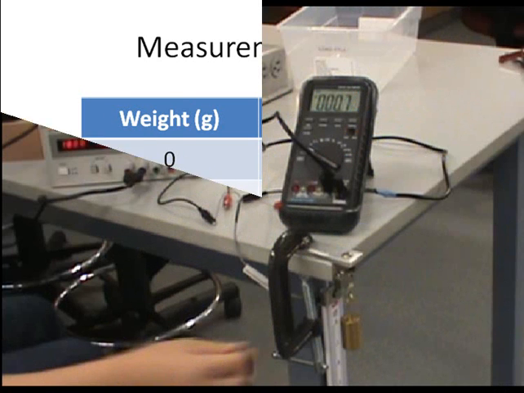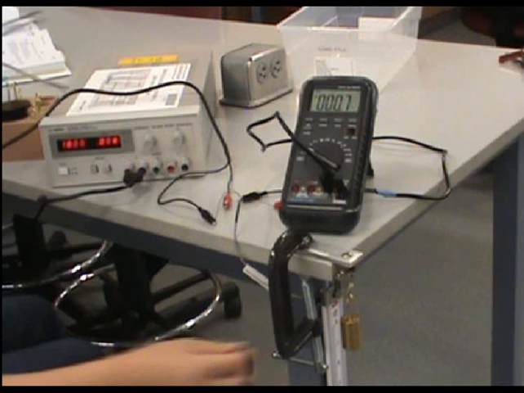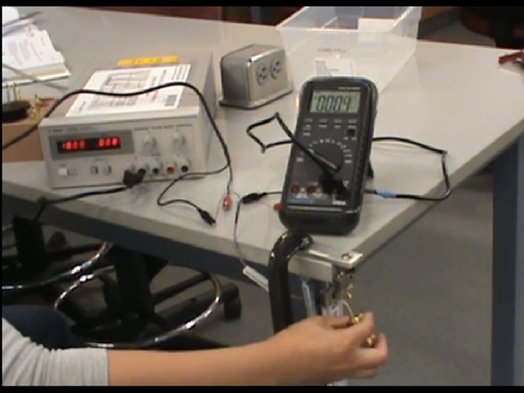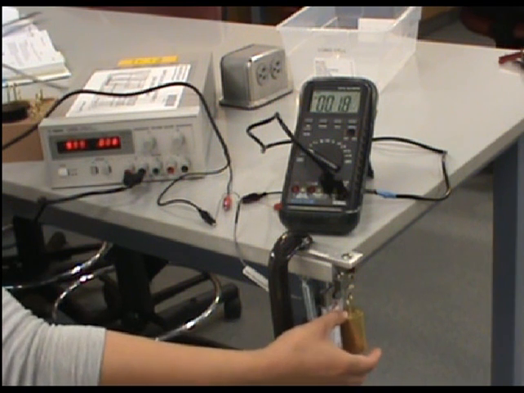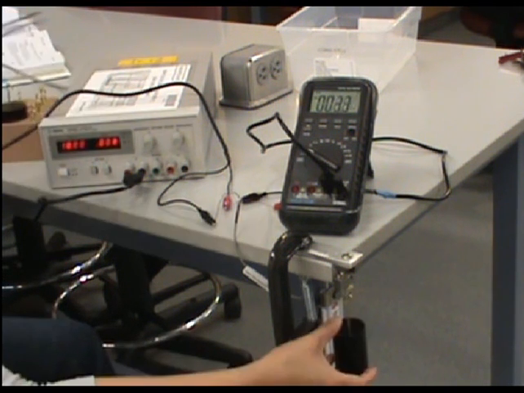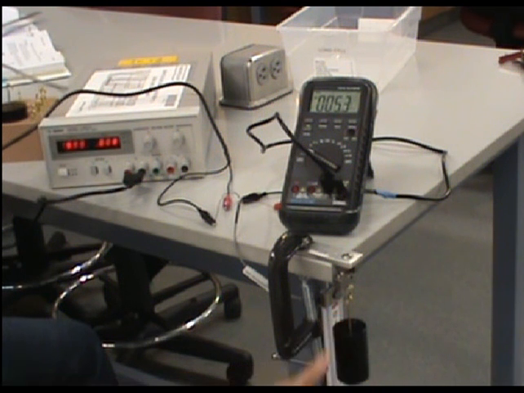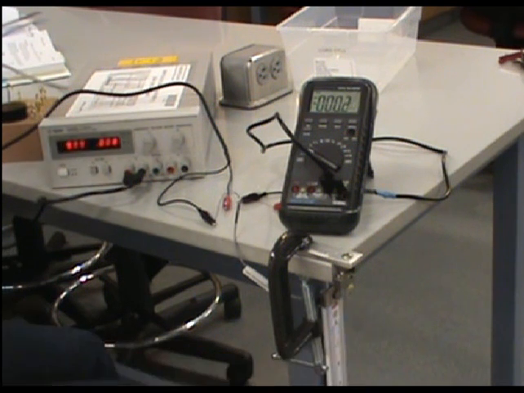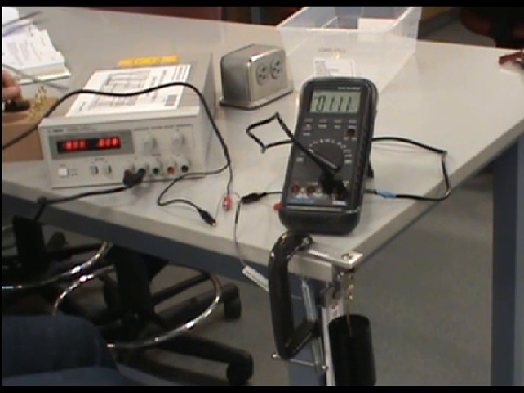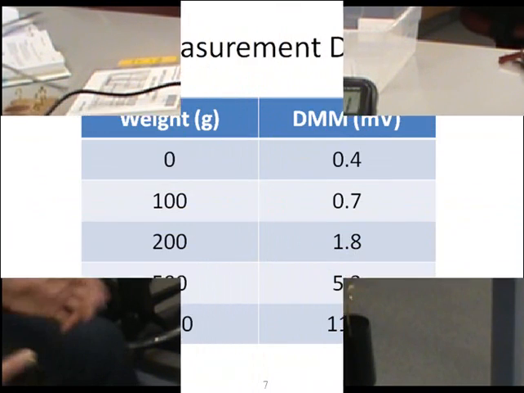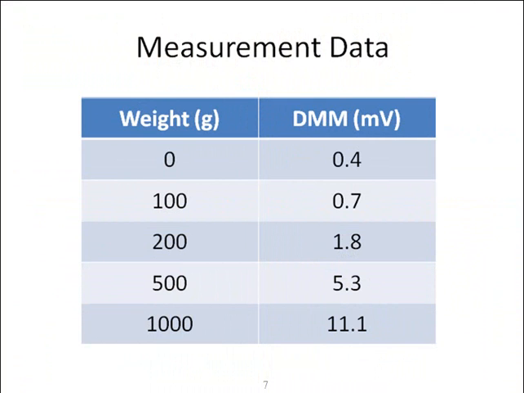Let's finish taking the measurements. 100 gram, 0.7 millivolts. 200 gram, 1.8 millivolts. 500 gram, 5.3 millivolts. 1 kilogram, 11.1 millivolts. Those are all of the data points we've been taking in this demo.